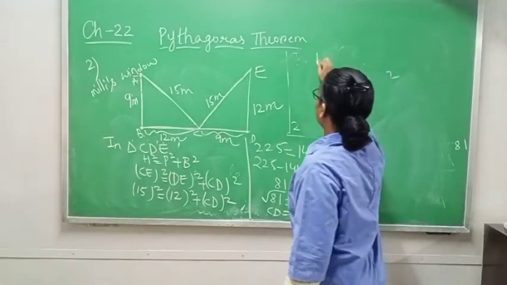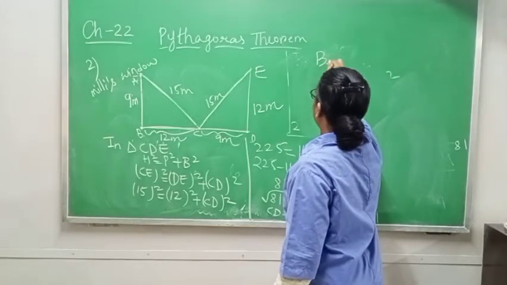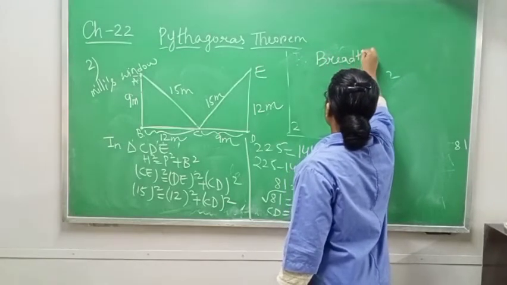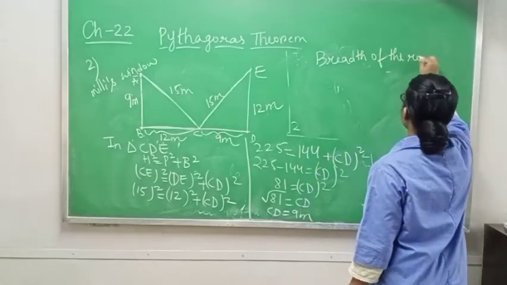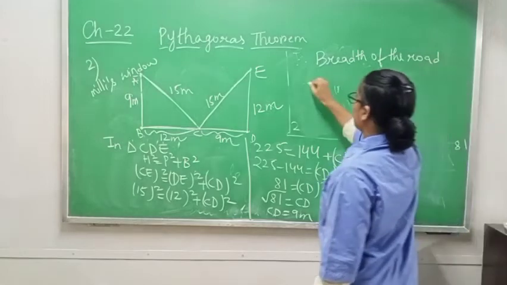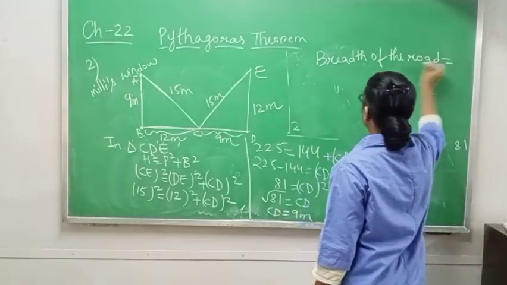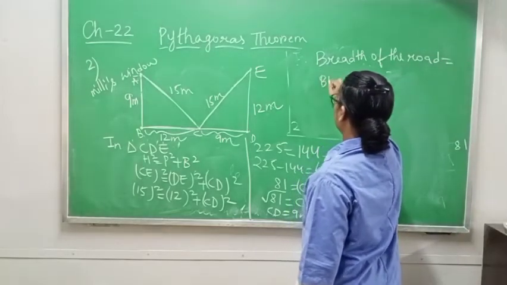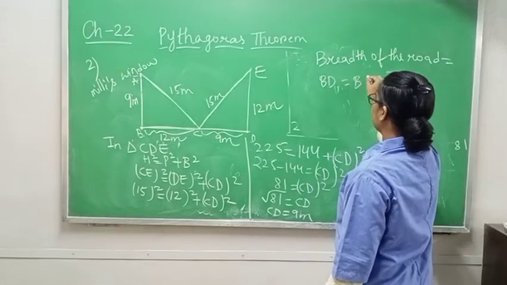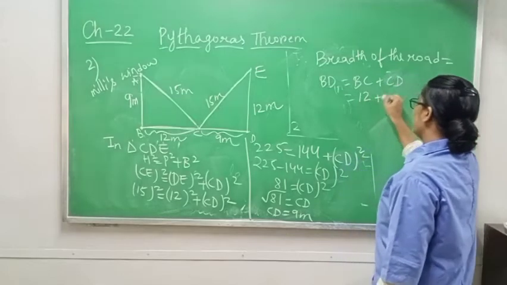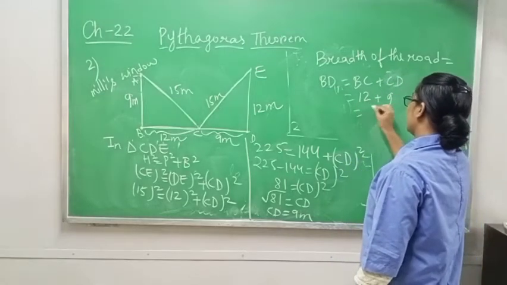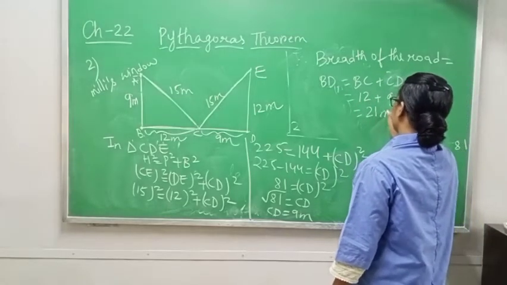Therefore, breadth of the road is equal to BD, and BD is equal to BC plus CD. BC is 12 meter and CD is 9, means that 21 meter.